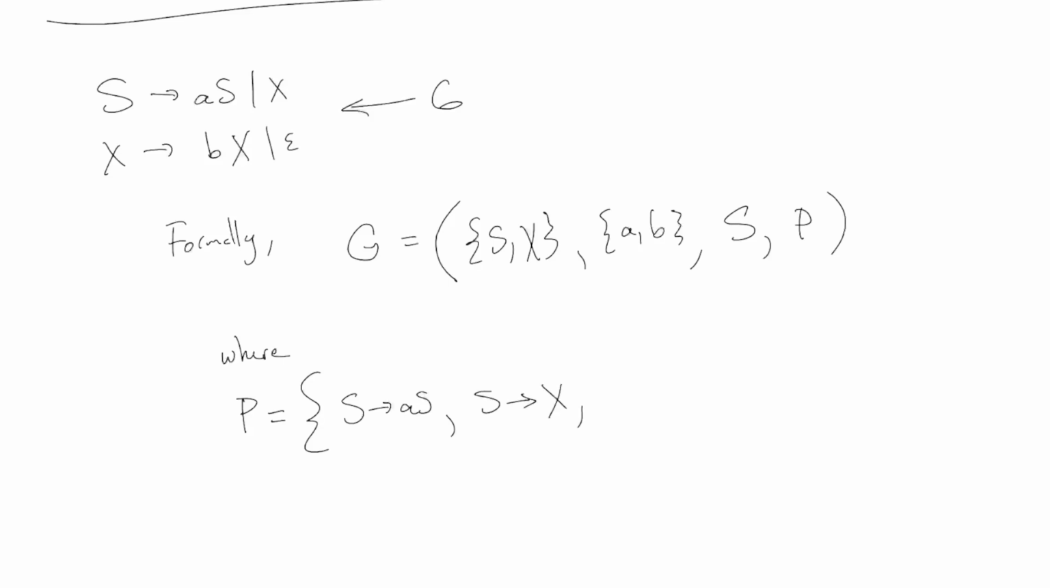And I'm just going to write them all out. Each production must be something with the arrow and then something. And the only restriction is the thing on the left side of the arrow is not allowed to be the empty string. Okay, and then I have X goes to BX. And finally, X goes to empty string. That's it. This is the formal description of the grammar.